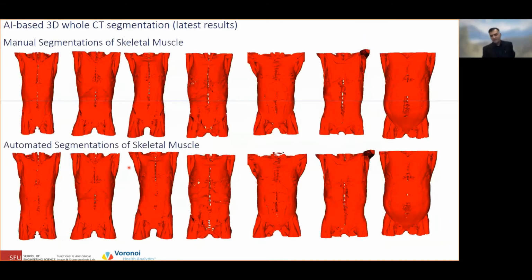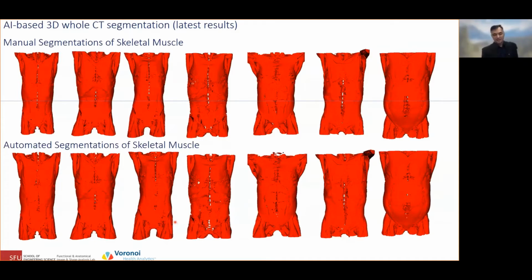And here I've shown some recent results from automatic segmentations of the entire CT stack. On the bottom row are automatic segmentations of skeletal muscle, and in comparison on the top are manual segmentations of the same skeletal muscle in the same individuals. And you can see there's a very good concordance between the two. Automatic algorithms do an amazing job despite the amazing variability that is seen in the individuals across the population.